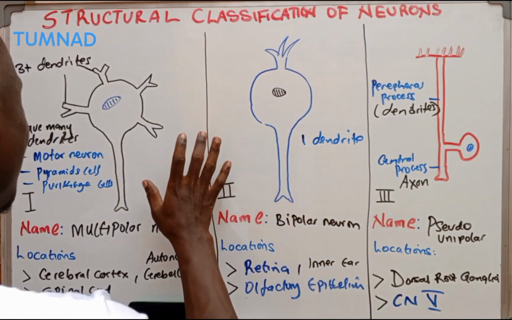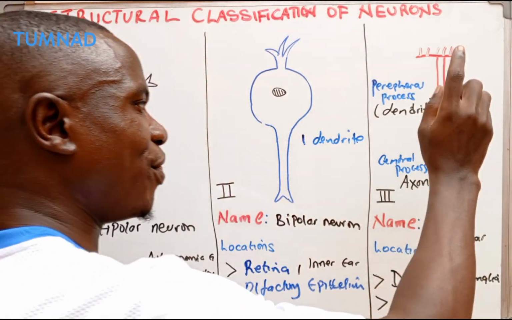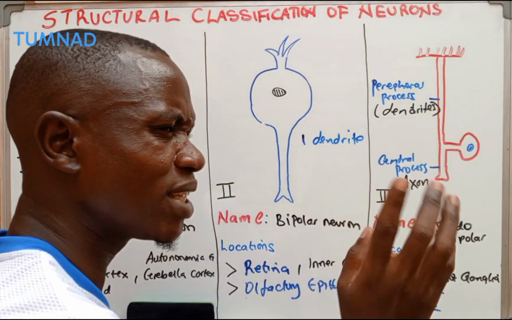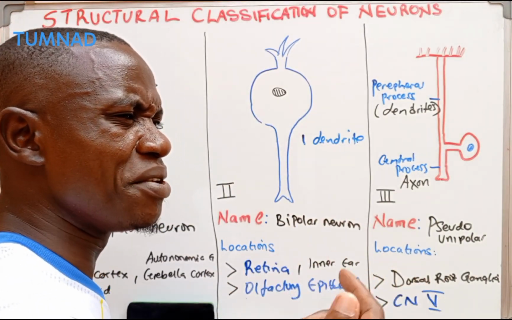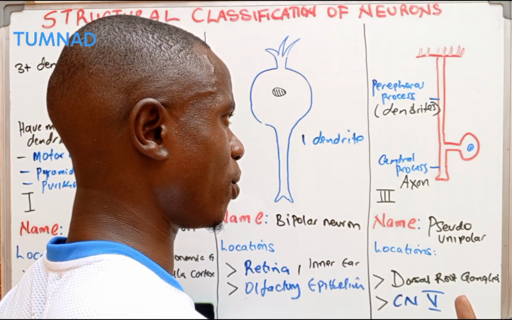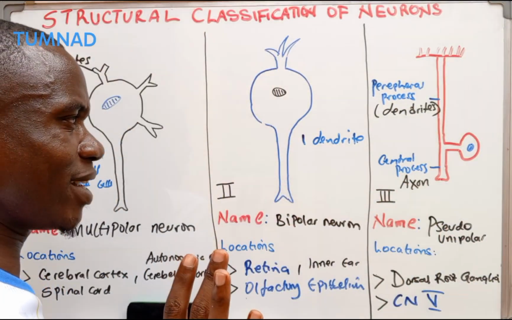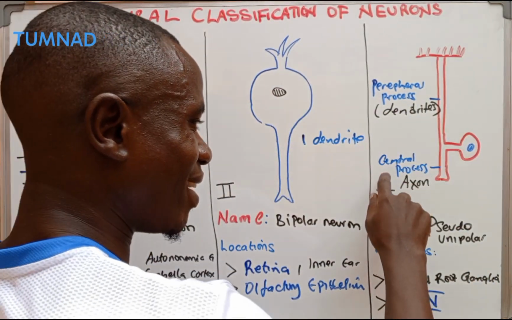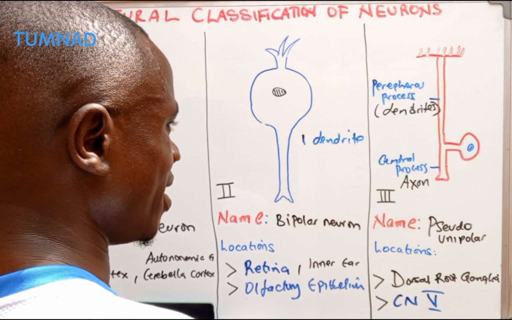So that is the classical structural classification of these neurons. These kinds of neurons, what we are calling the pseudo-unipolar neurons, don't have a unique dendrite, which we all know. These dendrites are not true dendrites. So it has the peripheral processes, which serve like the dendrites, and then the central processes, which act as the axon. It's such a cool thing.